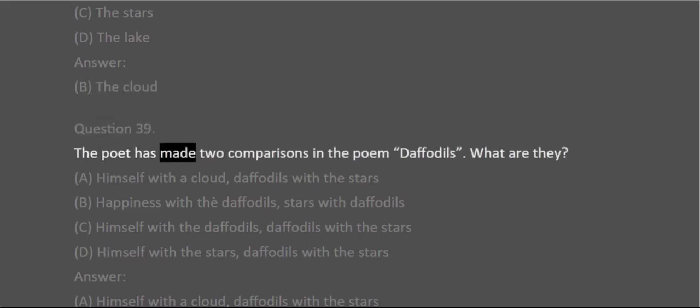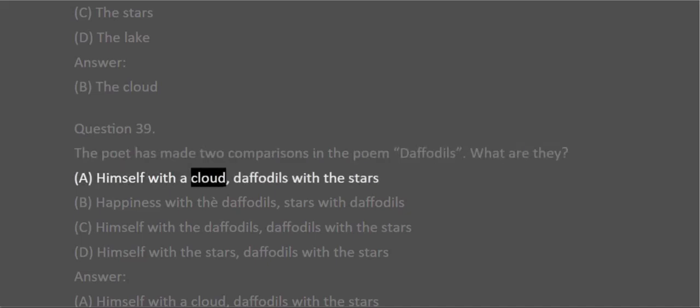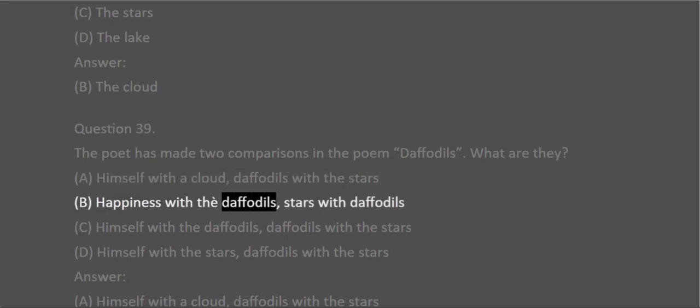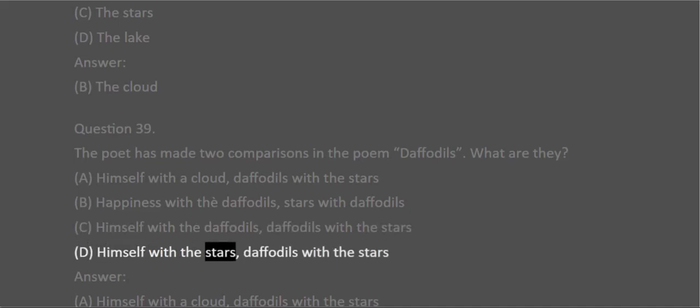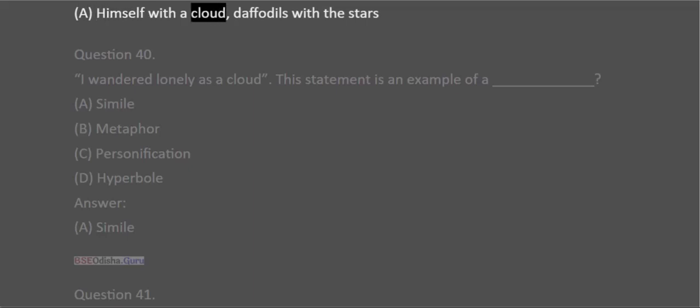Question 39. The poet has made two comparisons in the poem, Daffodils. What are they? A. Himself with the cloud, daffodils with the stars. B. Happiness with the daffodils, stars with daffodils. C. Himself with the daffodils, daffodils with the stars. D. Himself with the stars, daffodils with the stars. Answer. A. Himself with the cloud, daffodils with the stars.